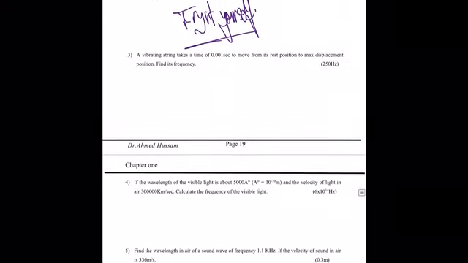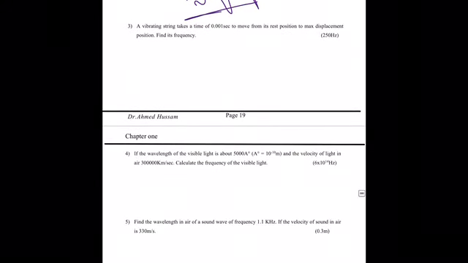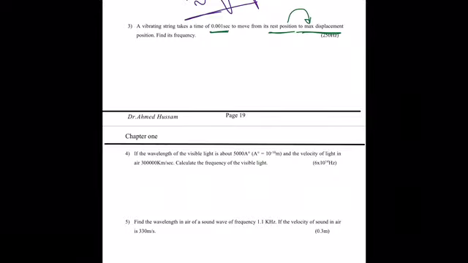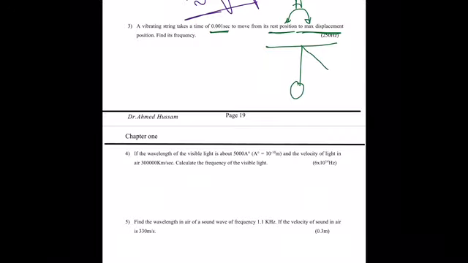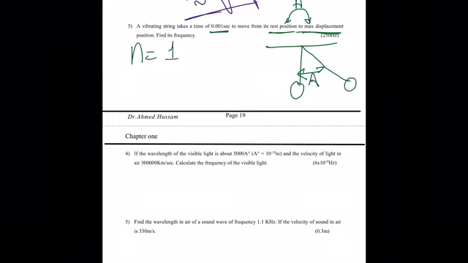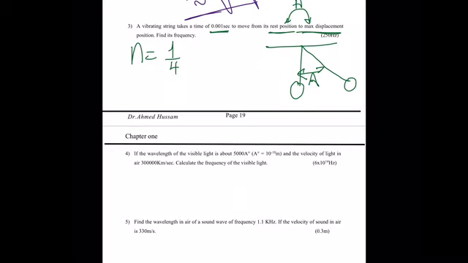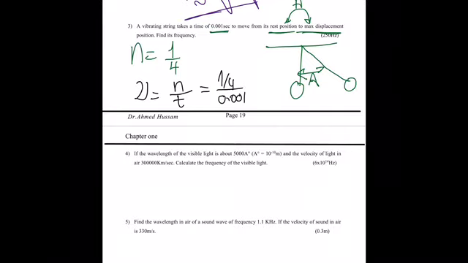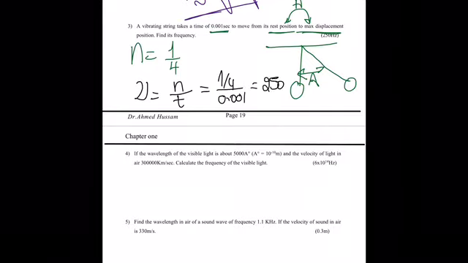Okay, the next one. A vibrating string takes 0.001 second to move from the rest position to the maximum displacement. The distance from the rest position to the maximum displacement is called the amplitude, as shown when a pendulum moves from here to there, making an amplitude. This makes 1/4 of a cycle. Applying the rule, nu equals n over t, then a quarter divided by 0.001 equals 250 Hz, of course.